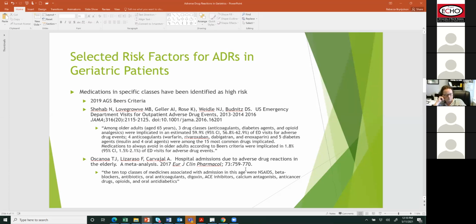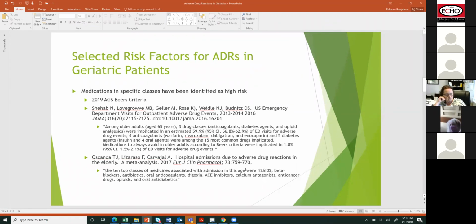There are 2 articles that I have cited here for you today that talk about medications that have increased risk for adverse drug reactions. And some commonalities between these 2 articles would be medications that are anticoagulants, medications used to treat diabetes, and opioids. So those are some classes of medications that we have a lot of research that has shown us tend to be higher risk. Now there's a variety of reasons why they're higher risk, and we'll talk about some of those as we get to our patient case and also some of the later information that we have as well.